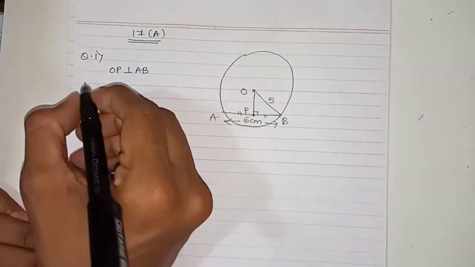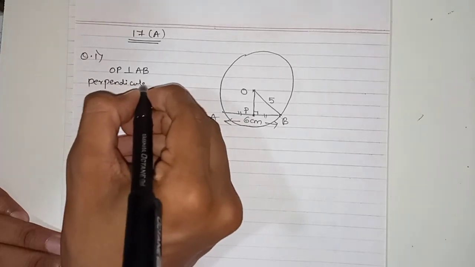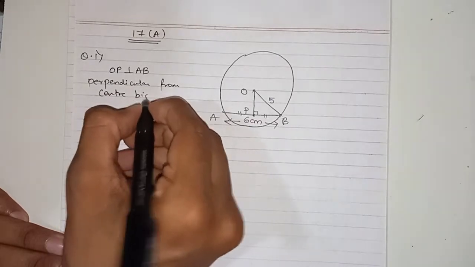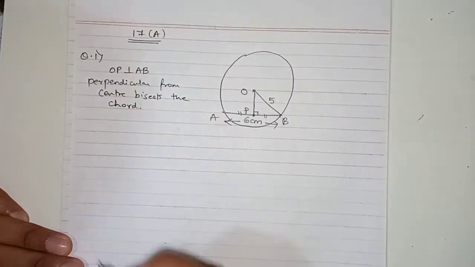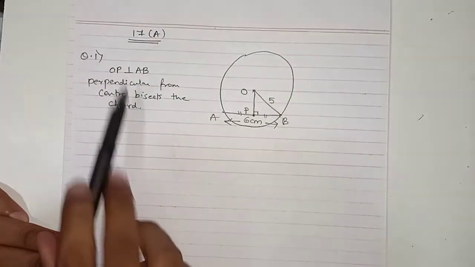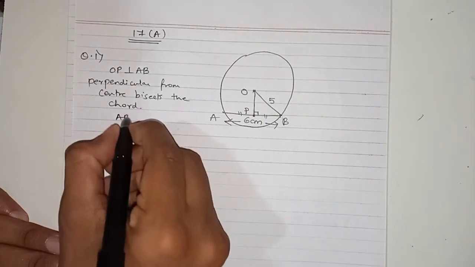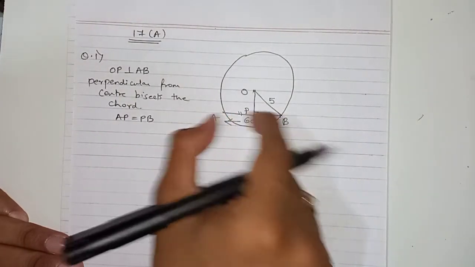Okay, so the statement is: perpendicular from the center bisects the chord. That means AP equals PB. मतलब ये जो chord है ये equal parts में divide हो गया है.